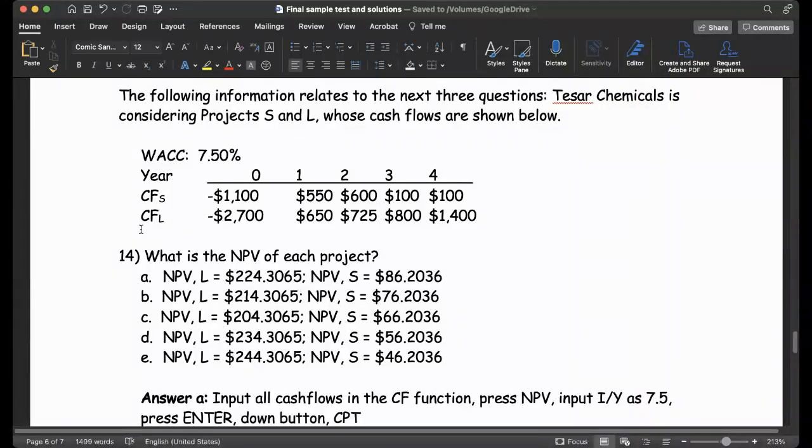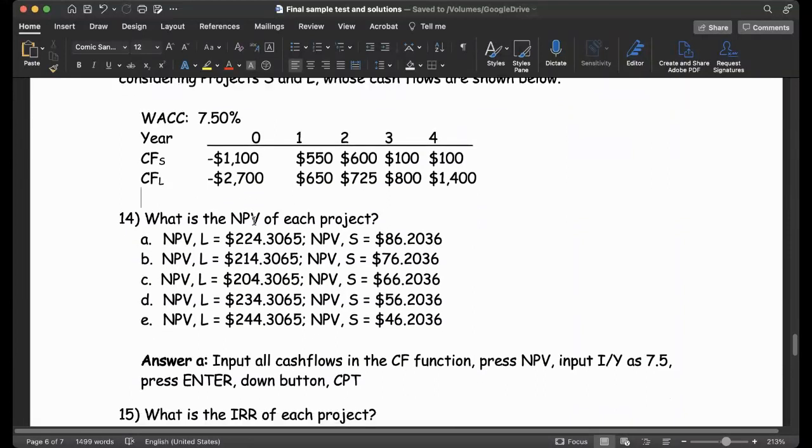For project L, our cash flow will be this second row here. Today we're paying 2700, negative sign, cash outflow. In the coming 4 years, our cash inflow will be 650, 725, 800, 1400.